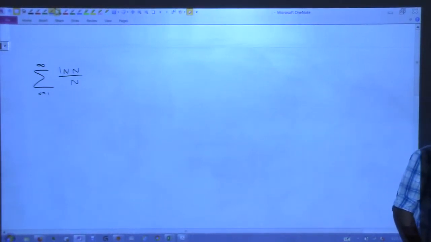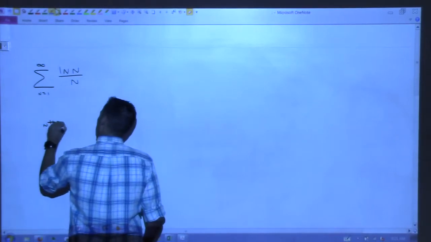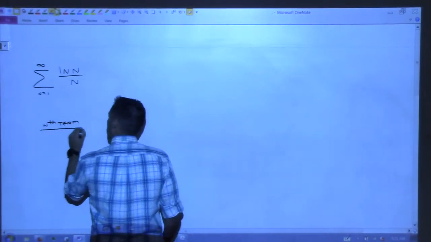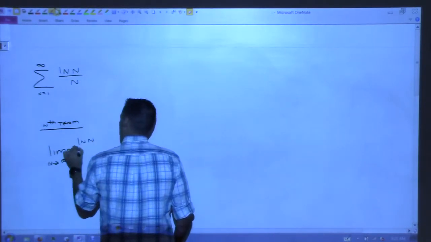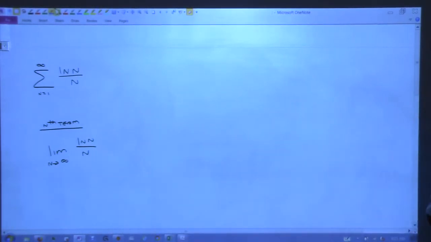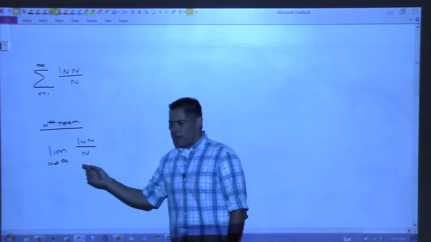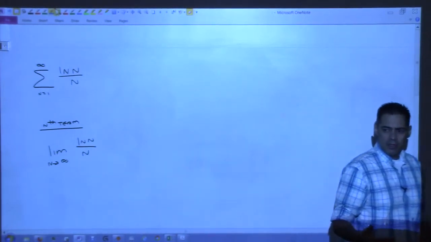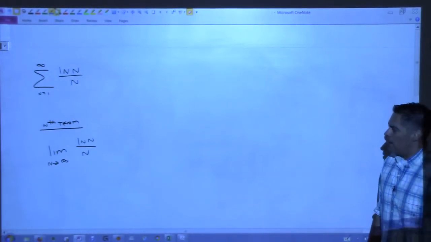All right, so what would you do first here? Nth term test, right? So let's actually go through this. If I did the nth term test, I'm going to be doing the limit as n goes to infinity of natural log n over n. Now when I take that limit, I get infinity over infinity, right? Now, can I convert that into a function of x? Yeah, natural log x over x, and then I could do L'Hopital's rule. So if I did that, what would I get? If I did L'Hopital on that.